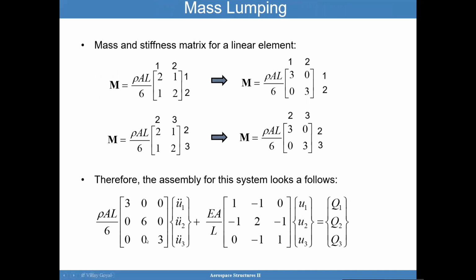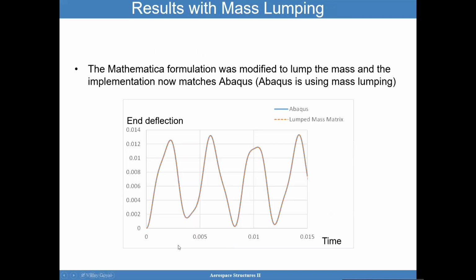So the new system, if we do what Abaqus did, which was to lump the masses into the diagonals, you're going to see that I can now solve for the nodal deflections using the Newmark beta procedure. And if I did that, you're going to see that even though I used the Newmark beta method as opposed to HHT, I was able to match the solution in Abaqus.